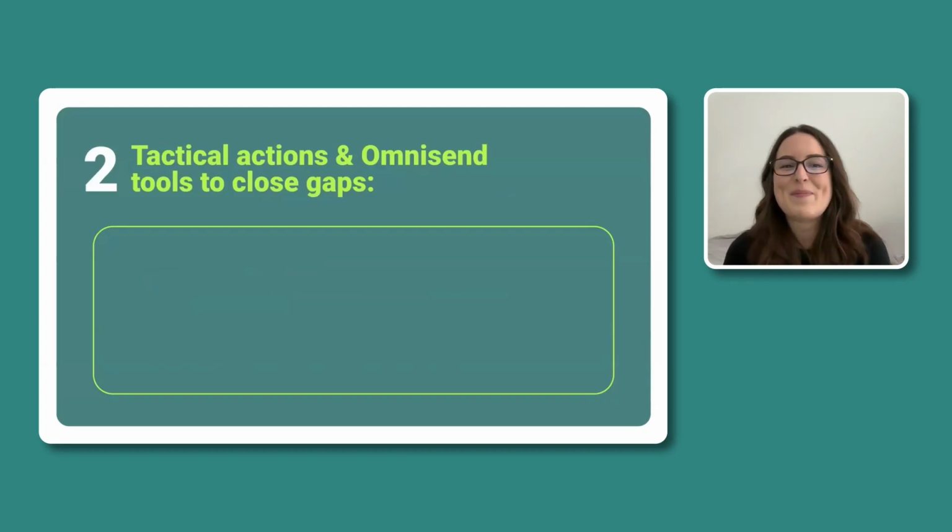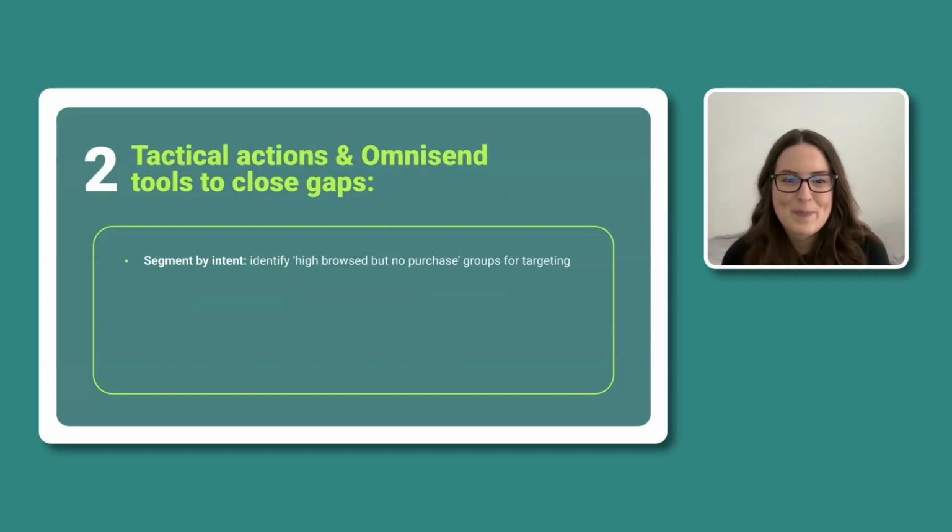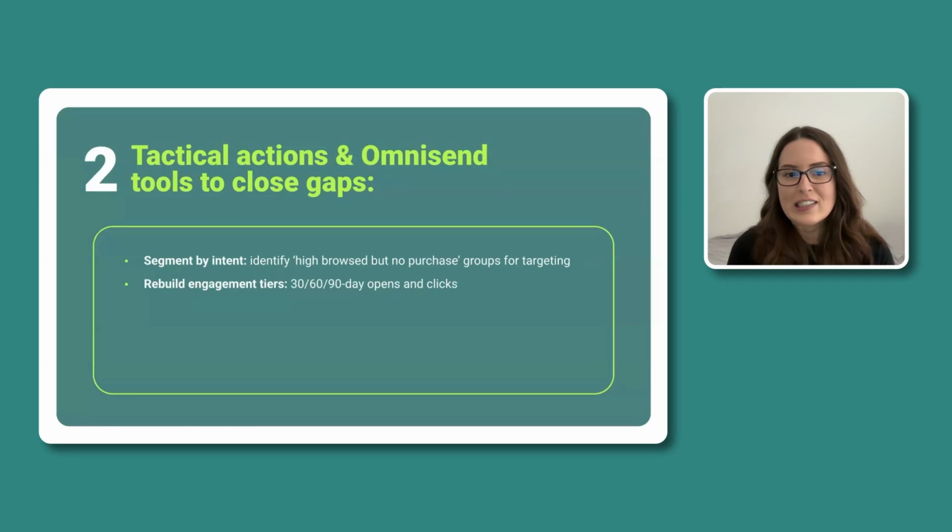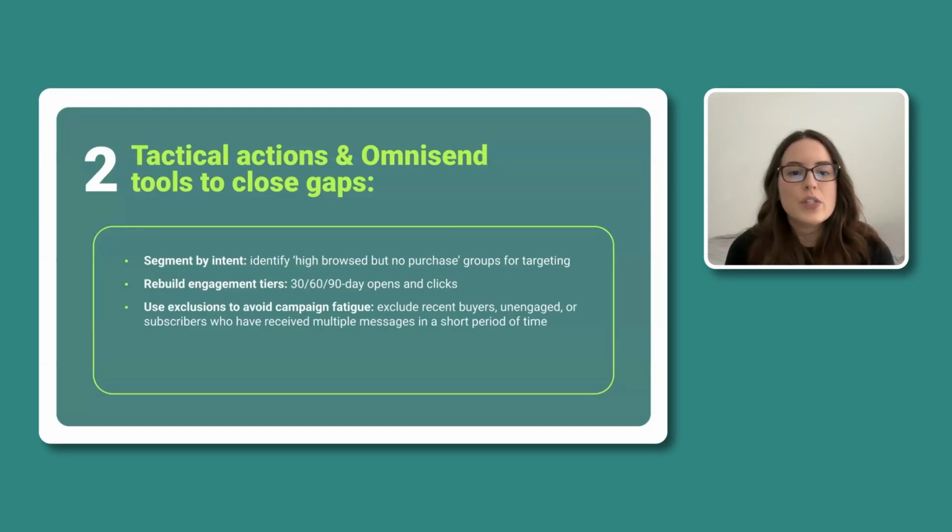And then, second part, technical actions and Omnisend tools to close the gap. First, segment by intent. Identify the high browse but no purchase groups for targeting. Rebuild engagement tiers, the 30, 60, 90. Use exclusions also to avoid that campaign fatigue. We want to be mindful of that deliverability. So exclude recent buyers, unengaged subscribers, or subscribers who have recently received multiple messages in a very short period of time.